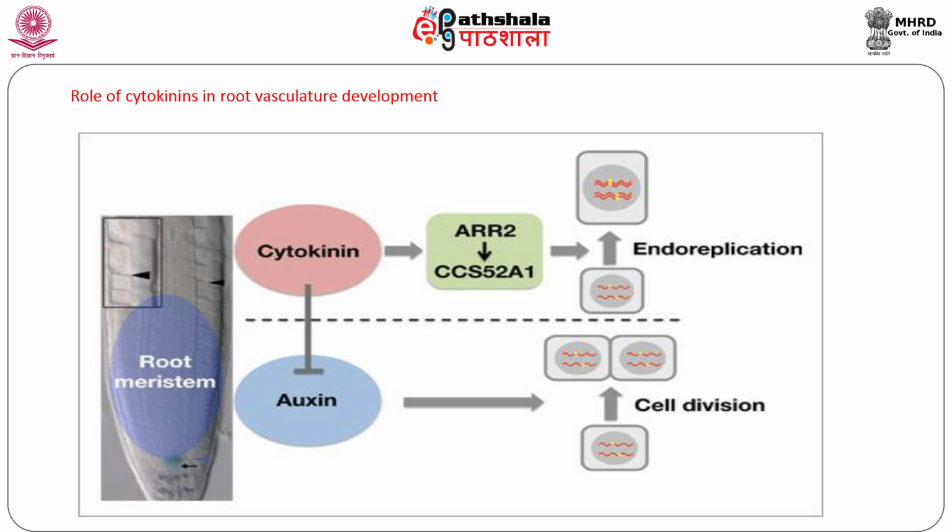Next, we will talk about the role of cytokinins in root development. Cytokinins also alter cell cycle progression in the root meristems. In the meristematic regions, cytokinins inhibit auxin signaling and promote cytokinesis. However, in the transition region between the meristem and elongation zone, cytokinin signaling leads to endoreduplication rather than cytokinesis in the cells of this region. Hence, cytokinins show opposite effects in regulating the progression of cell cycle in these root zones.